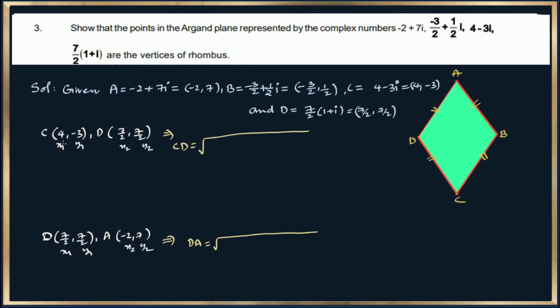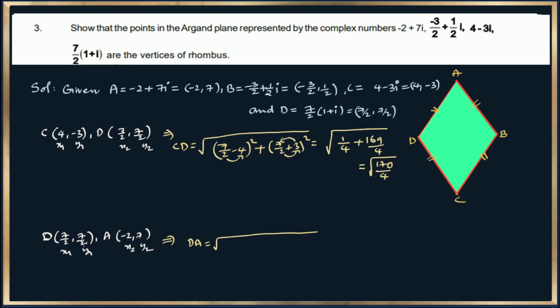Now next CD. C is x1 y1, D is x2 y2. So using the formula under root x2 minus x1 whole square, y2 minus y1 whole square, that is 7 by 2 minus 4 whole square plus 7 by 2 minus of minus 3 whole square. So if you cross multiply, 2 4s are 8, 7 minus 8, that is minus 1 by 2 whole square. 1 by 2 whole square is 1 by 4, plus 2 3s are 6, 6 plus 7 is 13, 13 square is 169 by 4. 1 by 4 plus 169 by 4, 170 by 4.